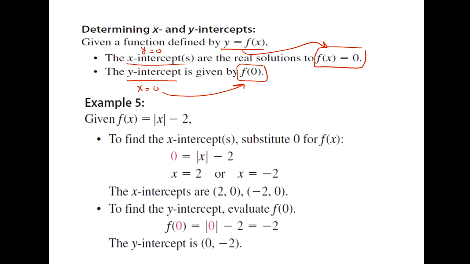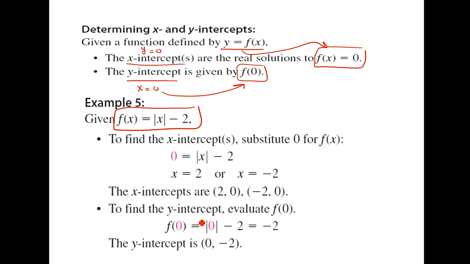Now we come to the absolute value. We already studied the absolute value and we have the absolute value function. We can put absolute value in the function, for example, f of x equals absolute value of x minus 2. So we need to find the x-intercept and y-intercept of the function.